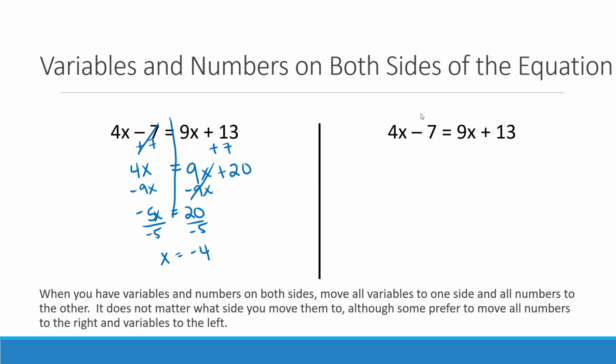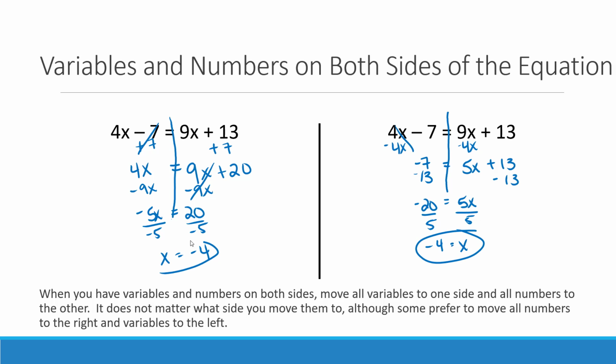Now, I want to do this a different way just to show you it really doesn't matter where you start. So, for example, maybe you wanted to move the 4x over here. So you can minus 4x and get it over here with the 9. That's not my preference personally, but maybe that's where you wanted to start. Now, I wouldn't want to move the 5x. I want to get my numbers on the same side, so I would minus 13. So that would be negative 20 is equal to 5x. You can kind of see where this is going. Divide by 5, and I get negative 4 is equal to x. So you can see it doesn't matter.